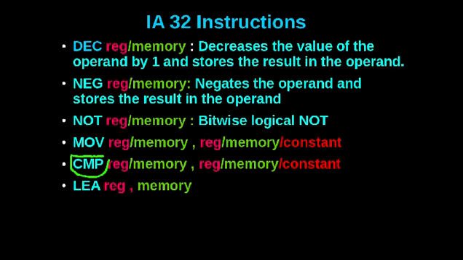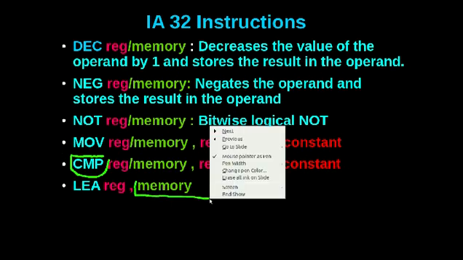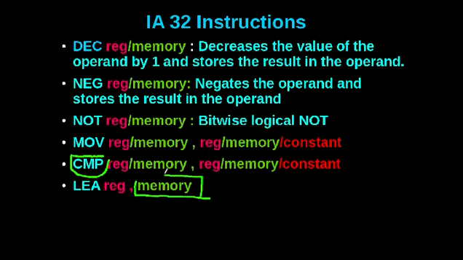We have the LEA, load effective address, from a label, and we're gonna see what's that. It's like using the offset. Load the address of this location, put it in a register.